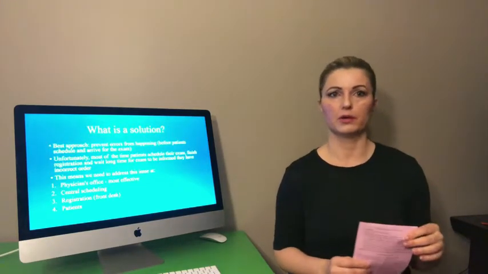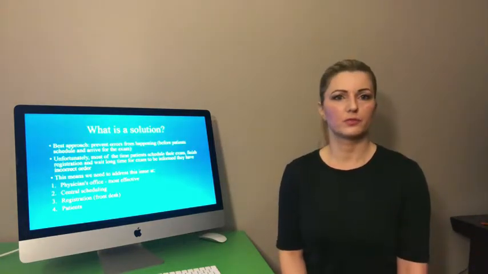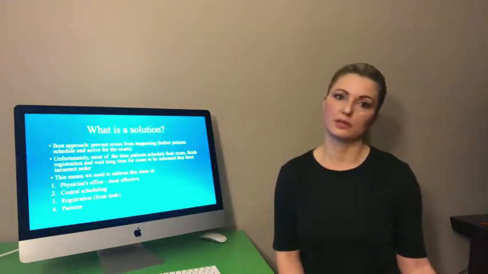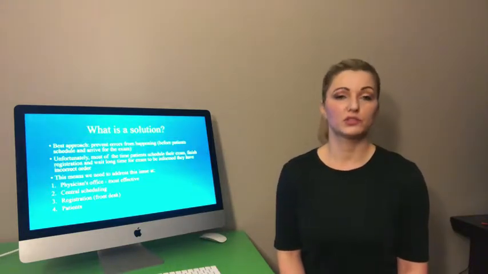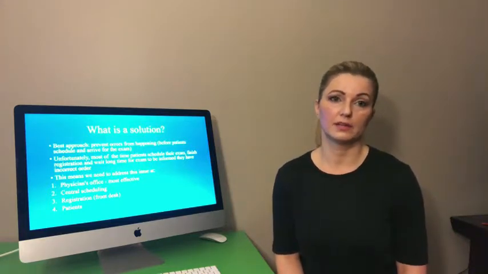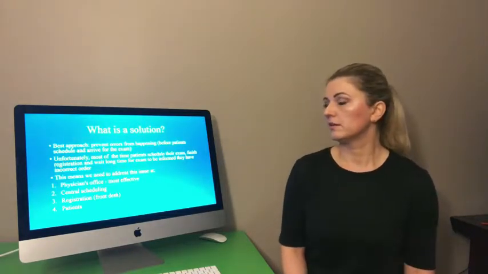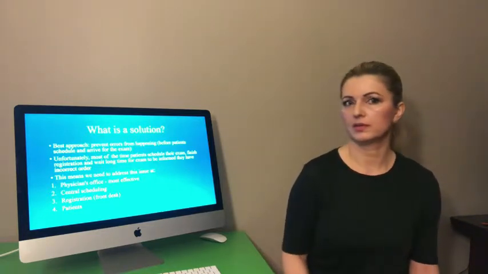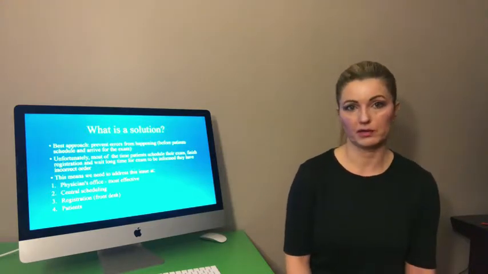What is the solution for this problem? Well, the best approach would be to prevent these errors before they happen, before patients get a wrong order, before they call central scheduling, schedule the exam, come to the radiology department, press the center, register, wait, and then finally, after all these steps and wasted time, find out that they cannot have this exam. So that would be ideal. This means that, like I just said, there are a few steps the patient has to go through to finally get to the exam. So I realized that this means we need to address this issue at a few levels.